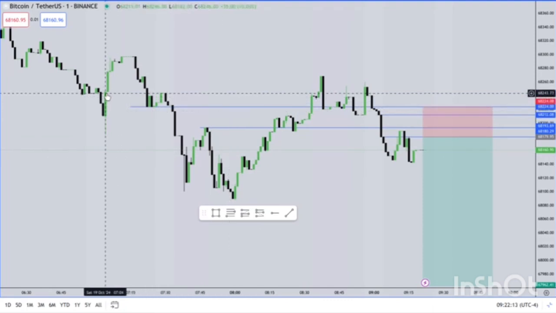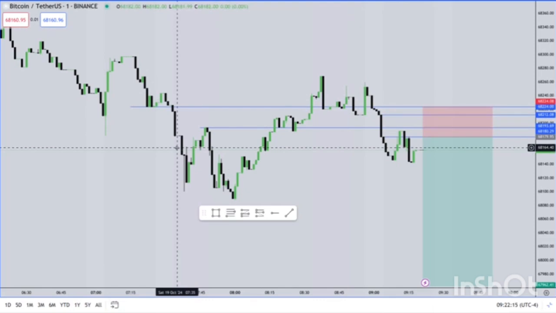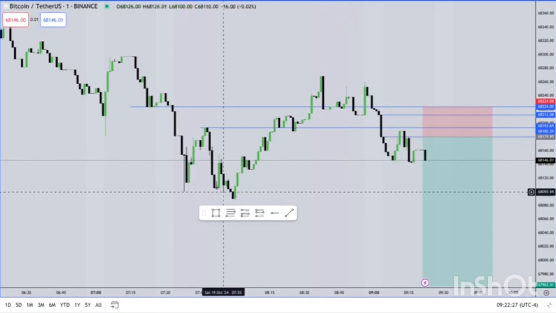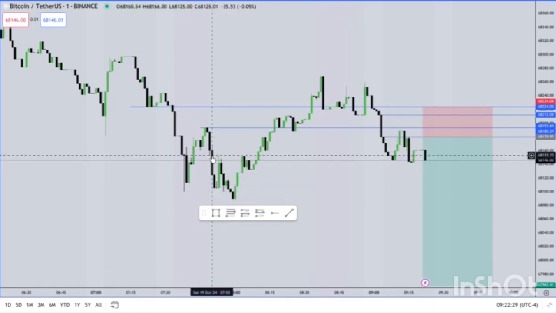Now, a fair value gap where the first and the third wick touch each other is not a fair value gap. Leave that one alone. Now, why is it not a fair value gap? Look at this one now. You feel like this is not a fair value gap, but this is a fair value gap.